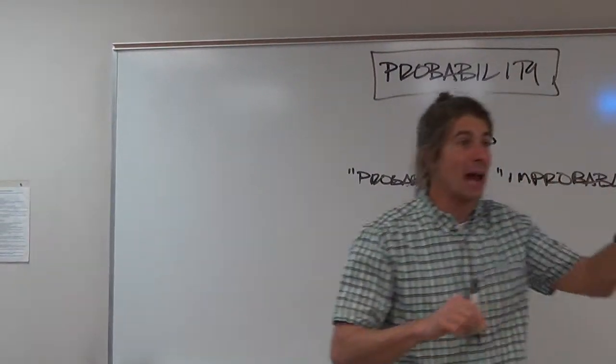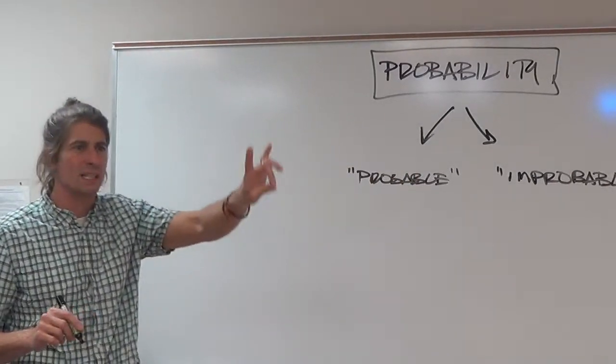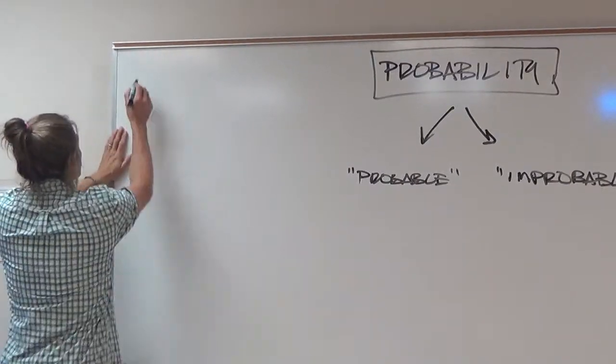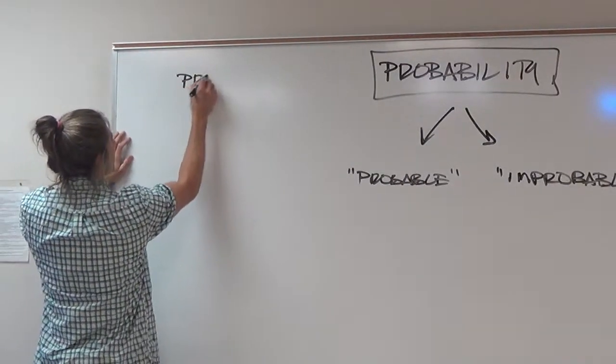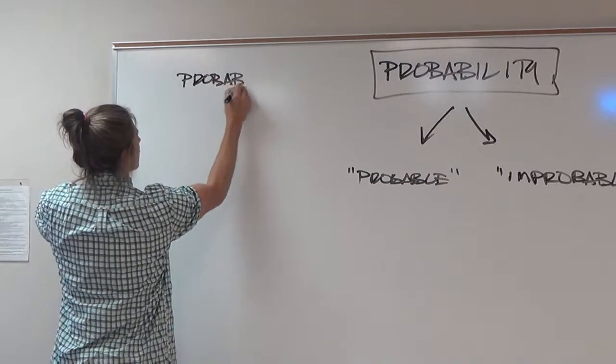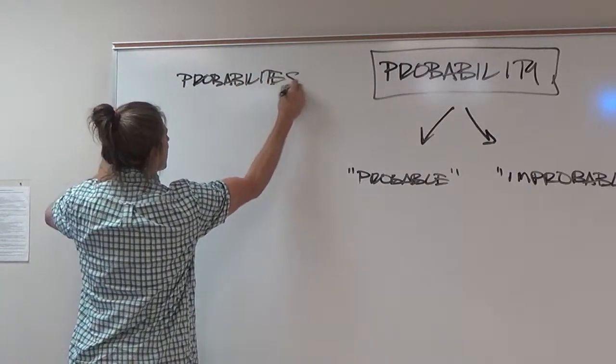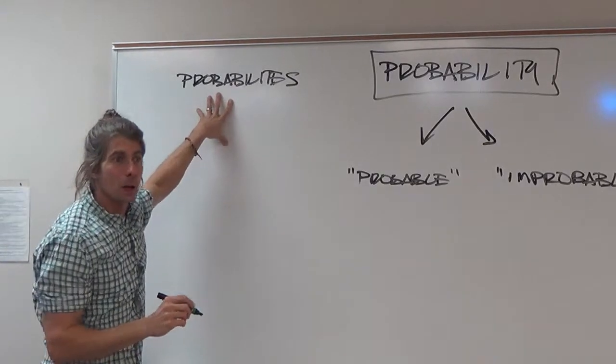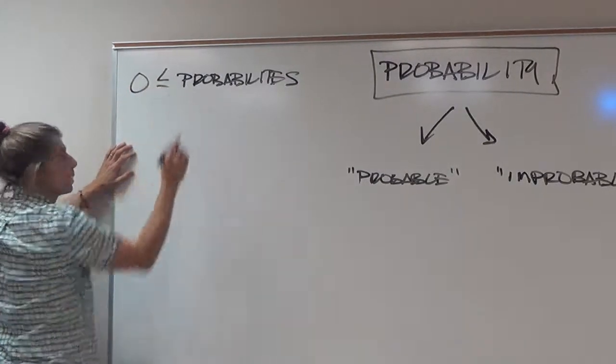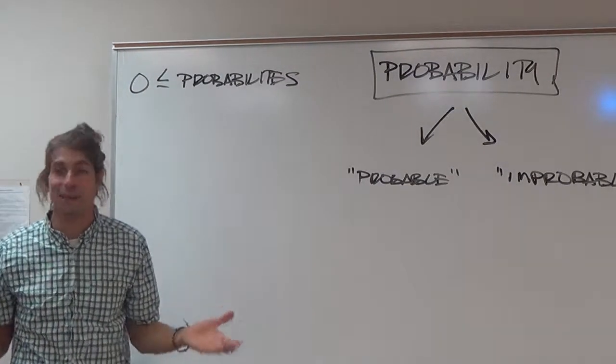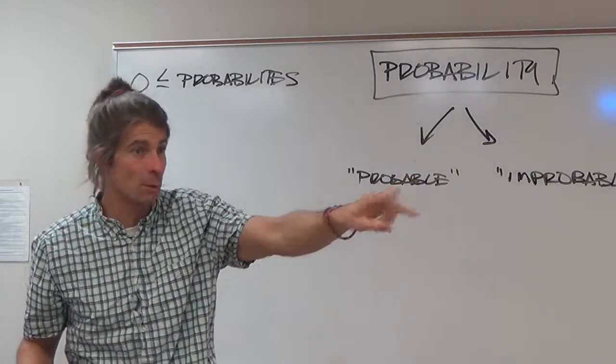There are a couple things you have to know about probabilities, and this will make more sense later on when we get a little more technical. All probabilities, whenever you measure a probability, the smallest it can be is 0. Can't be any smaller. You can't have a negative probability. We'll see why that makes sense momentarily.